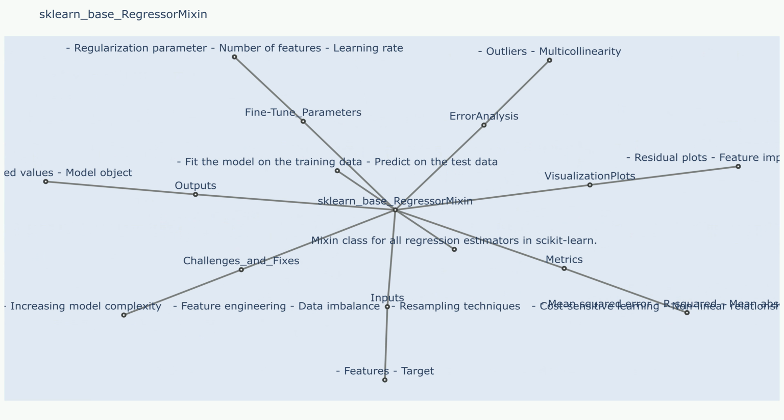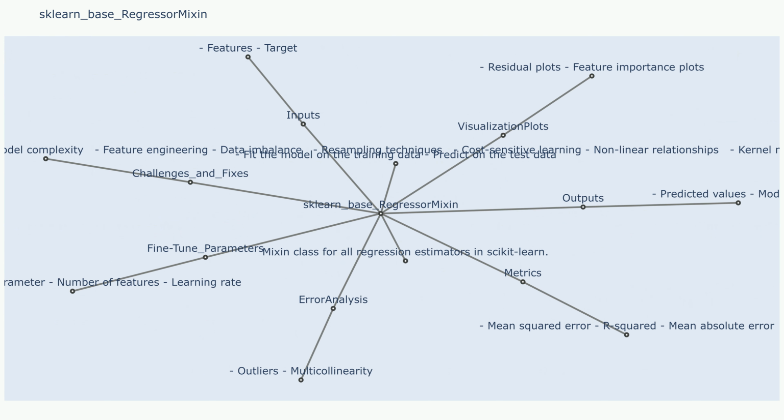Fine-tune parameters: regularization strength, e.g., L1, L2, controls the complexity of the model and helps prevent overfitting. Tree depth, for tree-based models, limits the depth of the decision tree, reducing complexity and preventing overfitting. Learning rate, for gradient-based models, controls the step size during optimization, influencing the speed and stability of training.